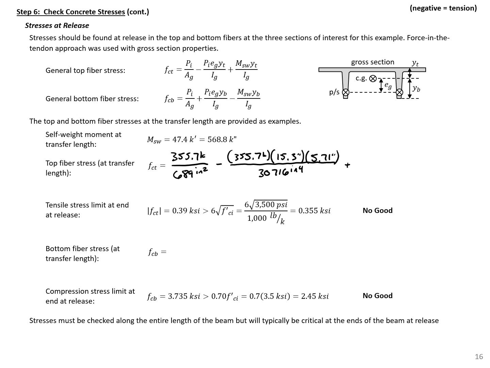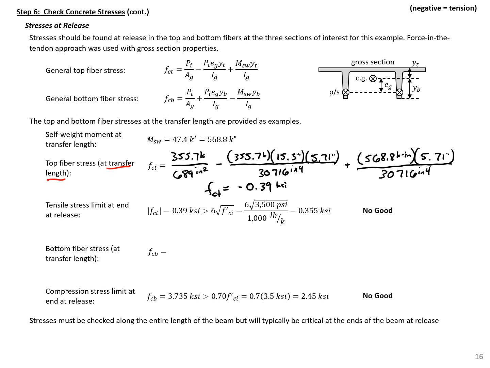We add back in our moment here. Our self-weight moment is going to cause compression in the top fiber, so we have a positive sign. And our moment is going to be 568.8 kip inches times YT 5.71 divided by moment of inertia 30,716 inches to the fourth. So we'll get our stress here, FCT, equal to negative 0.39 KSI. So this is the stress in our top fiber at the transfer length.